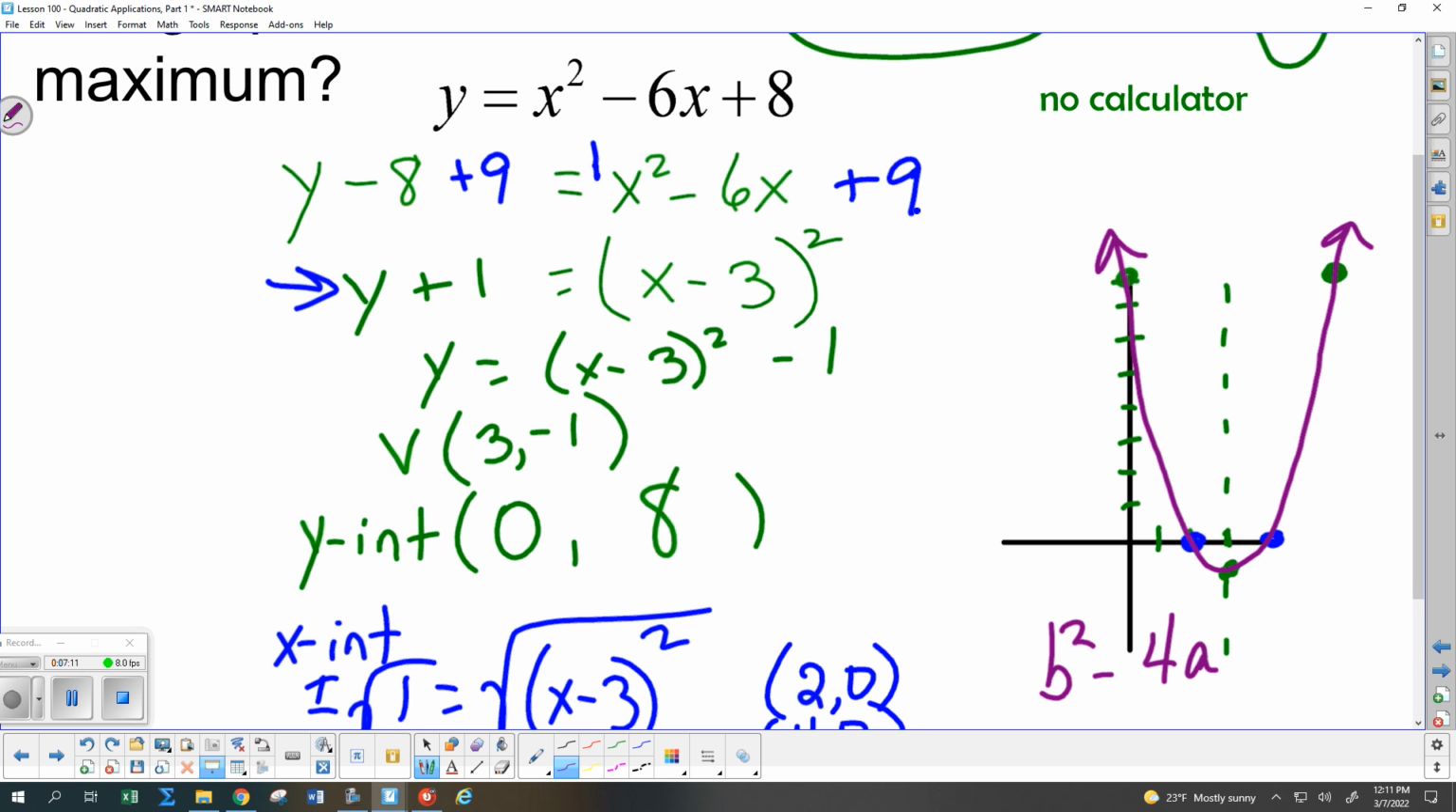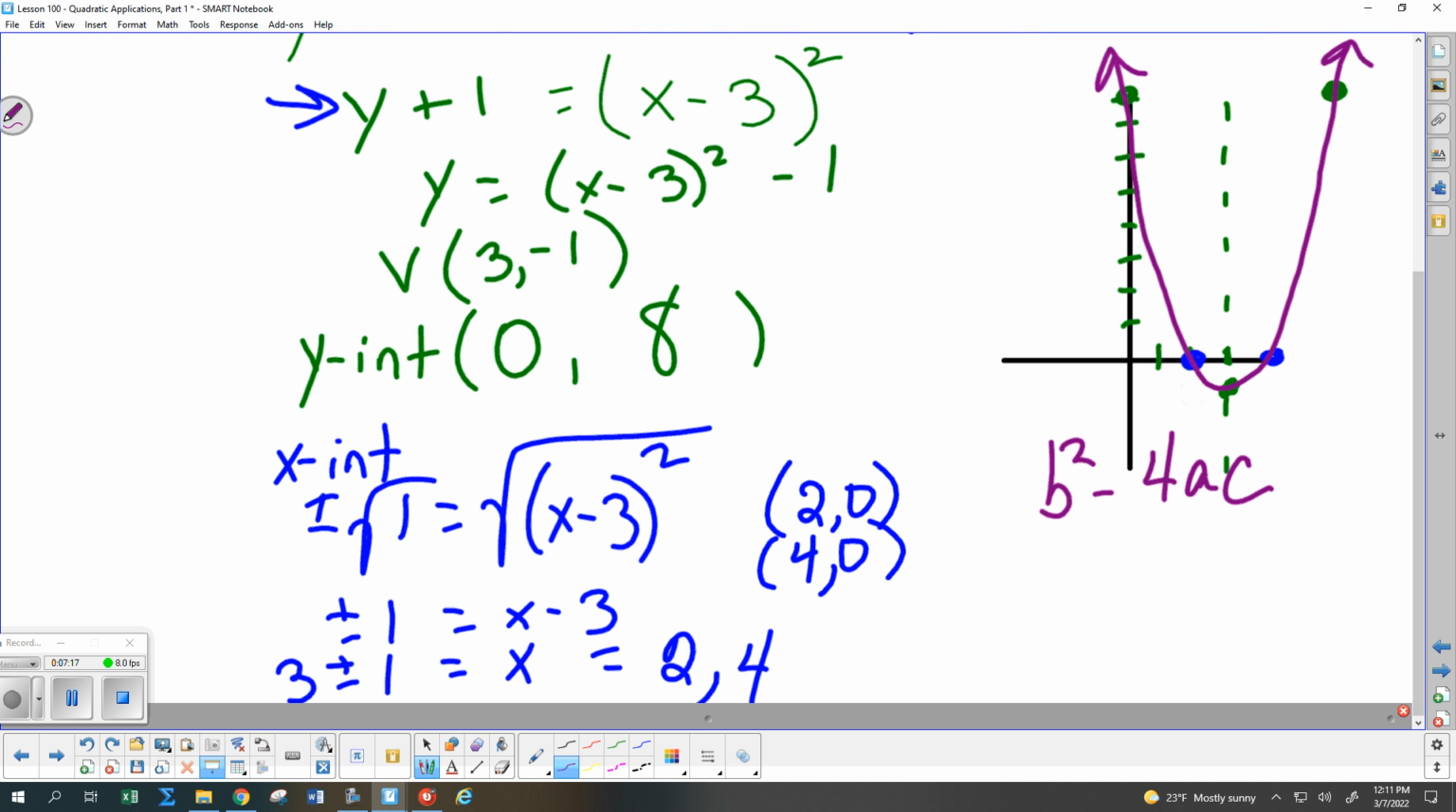Discriminant is just b squared minus 4ac. What's b in my equation? Negative 6. Now, b squared means b times b. So that means negative 6 times negative 6. It is not like this. It is a positive 36.